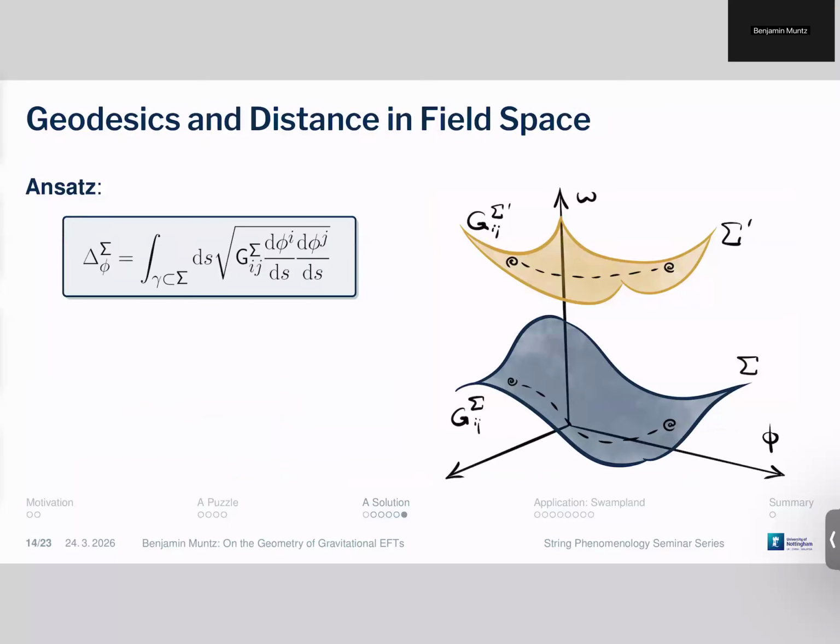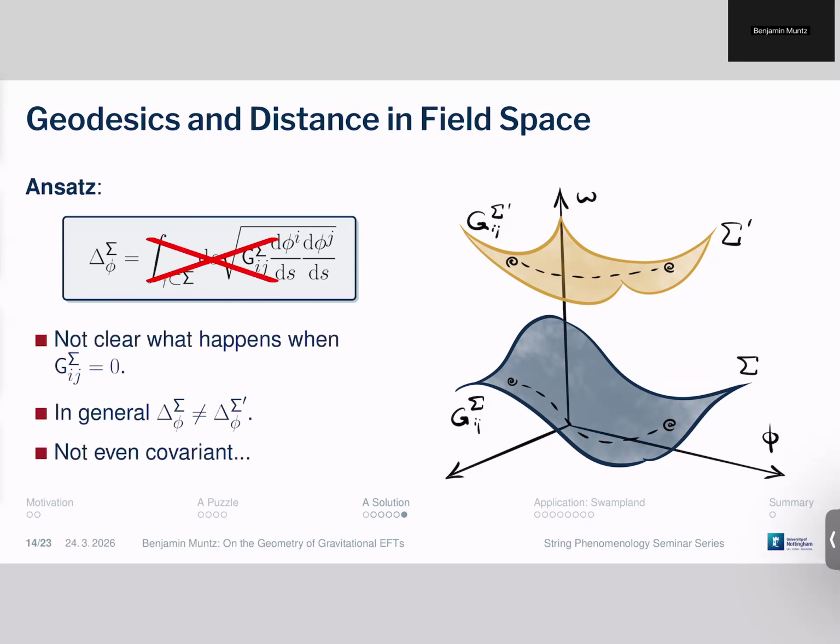Cool. So probably what most of us are interested in is how to compute, say, geodesics or geodesic distances for discussions of, say, swampland distance conjecture. And so one can ask now, okay, how do we compute geodesic distances in this picture? So a good ansatz would be to define distance as distance along some curve on a particular hypersurface, and then we use the induced field space metric to compute these distances. But there's a couple of reasons why this is not a very great ansatz.